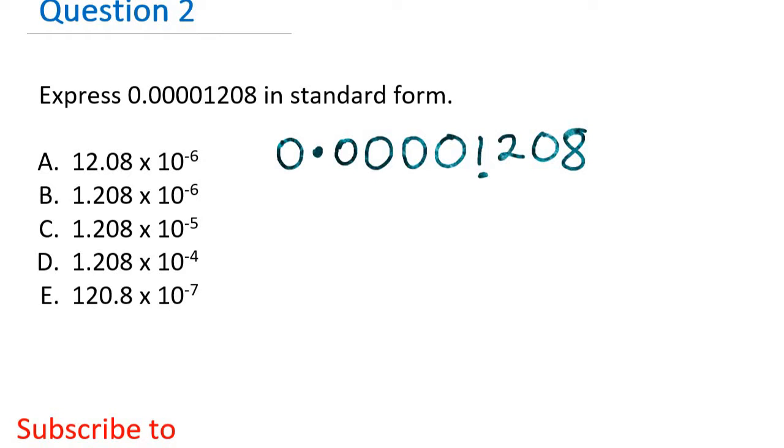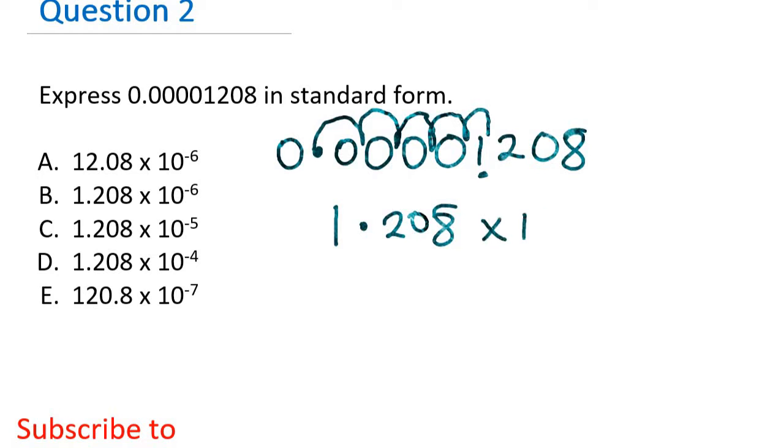So let's move from the decimal point. This will give me 1, 2, 3, 4, 5. I'll stop here. I counted 5 places and I have 1 point. The decimal is now after the 1, so 1.208. Since I counted 5 places, it's going to be 10 raised to the power minus 5. If you move from the decimal point to the right, your exponent will be negative. But if you move from the right to the left, the negative won't be there, it will just be a positive exponent. So the right answer is 1.208 times 10 raised to the power minus 5, which is C.